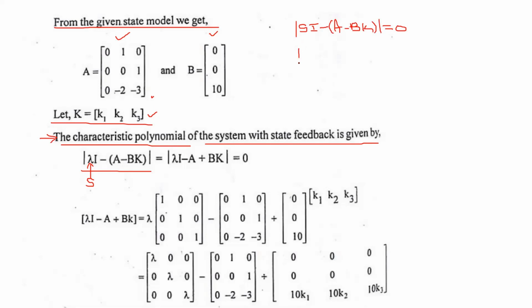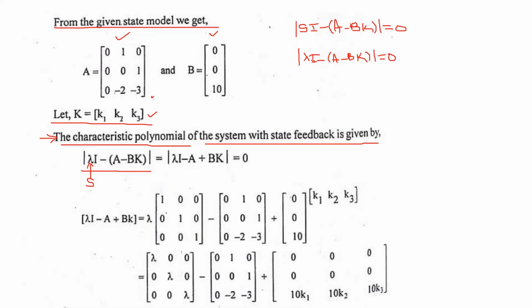or else we can replace the term S with lambda, that is lambda I minus of A minus B into K. Either of the forms we can follow. Both are the same, there is no change. In terms of S, he has replaced it with lambda. You can go with either lambda or S, no problem. So here I am going to explain with lambda.